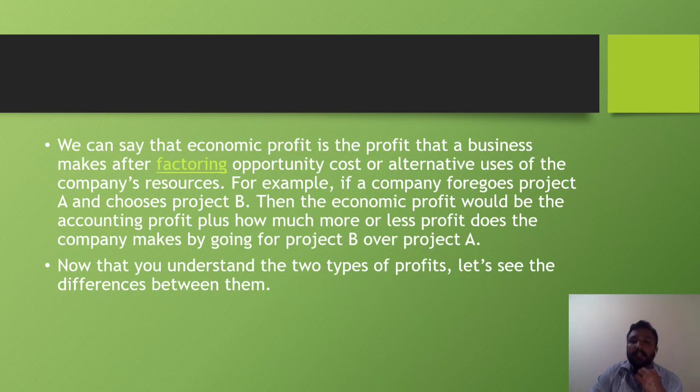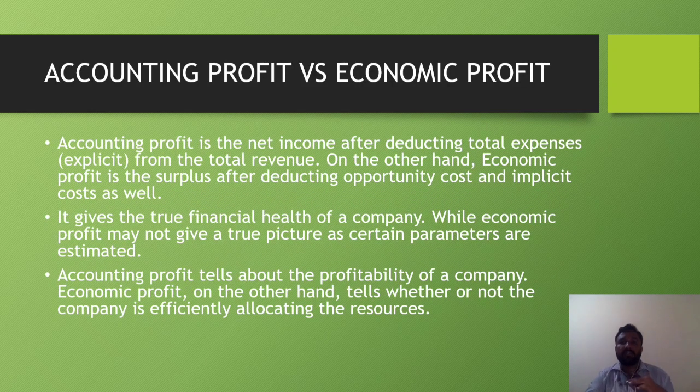Now that you understand the two types of profit, let's see the differences between them. Accounting profit versus economic profit. Accounting profit is the net income after deducting total expenses, or we can say the explicit cost, from the total revenue. On the other hand, economic profit is the surplus after deducting opportunity cost and implicit cost as well. Accounting profit gives the true financial health of a company, while economic profit may not give a true picture as certain parameters are estimated. Accounting profit tells the profitability of a company, while economic profit tells whether or not the company is efficiently allocating the resources.